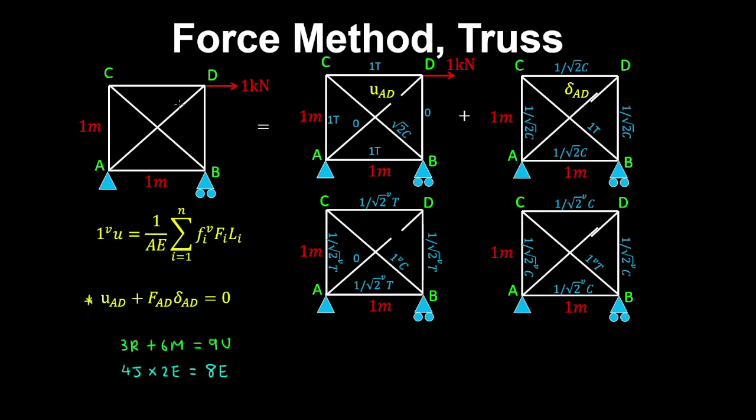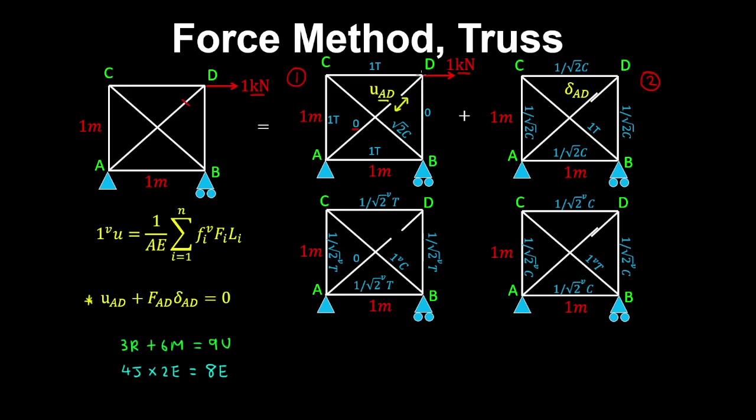So releasing an unknown by, in this case, cutting through member AD, the member now carries a 0 force. And then we superimpose these 2 cases to obtain a compatibility condition. So for the first case we apply the external load, and that causes a displacement in this member, UAD. And using the method of joints, you can find the internal member forces in that truss.